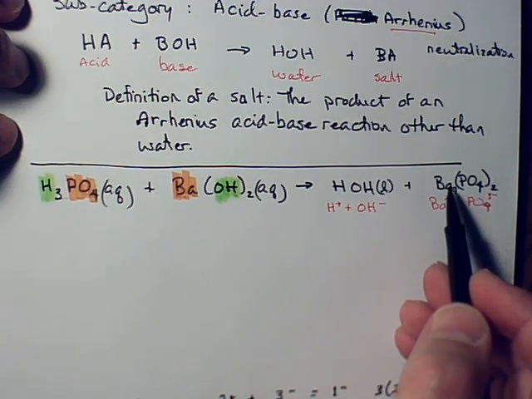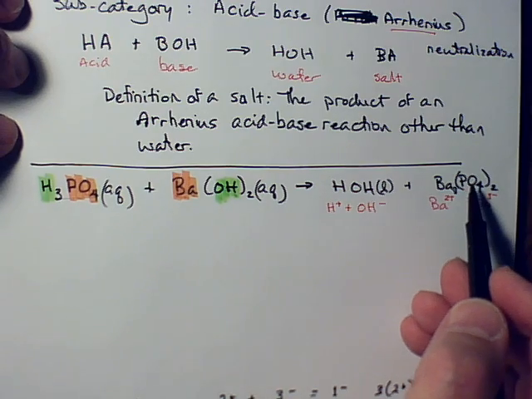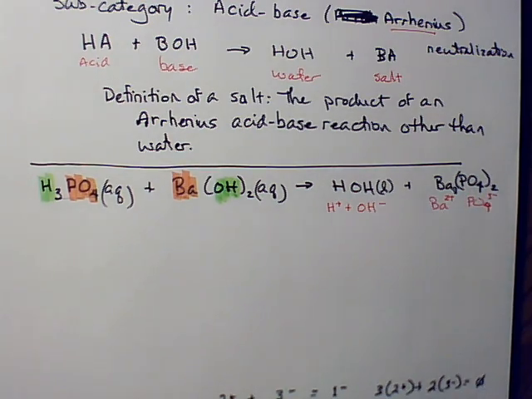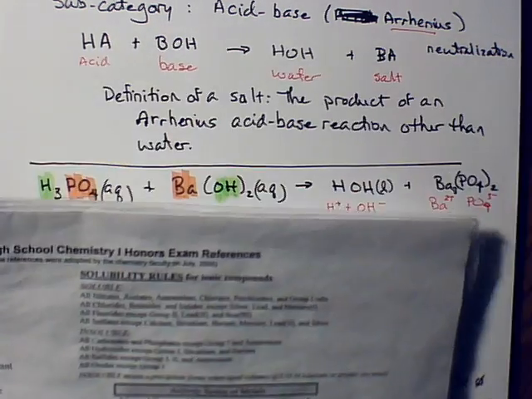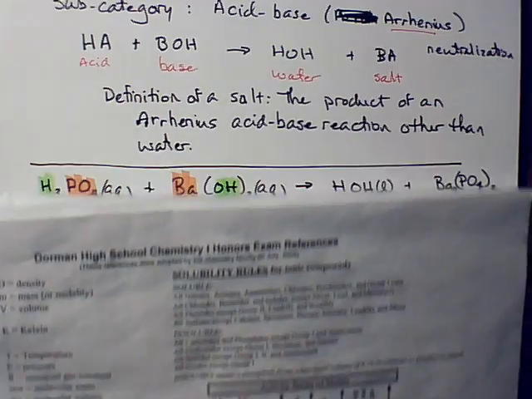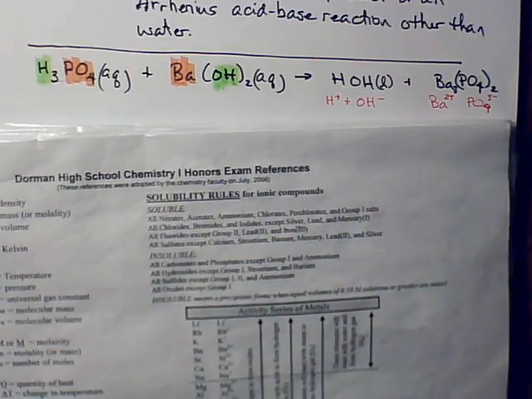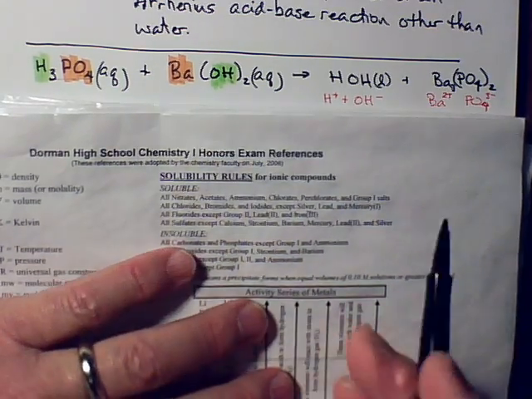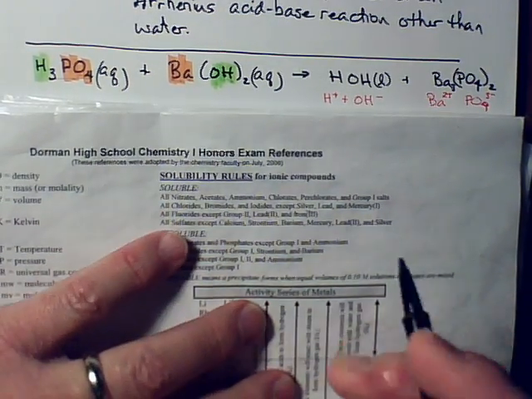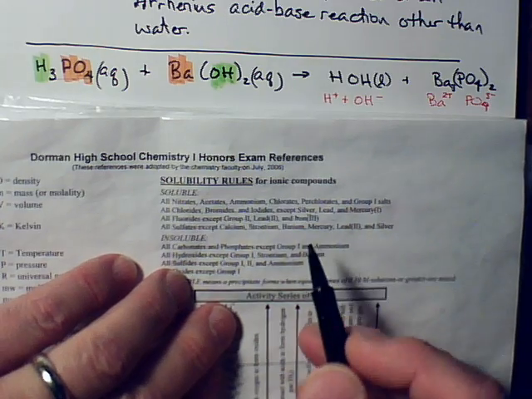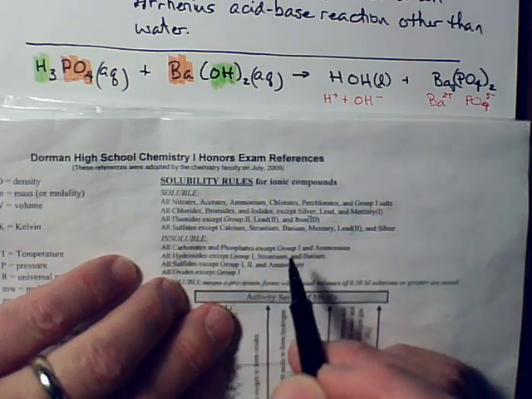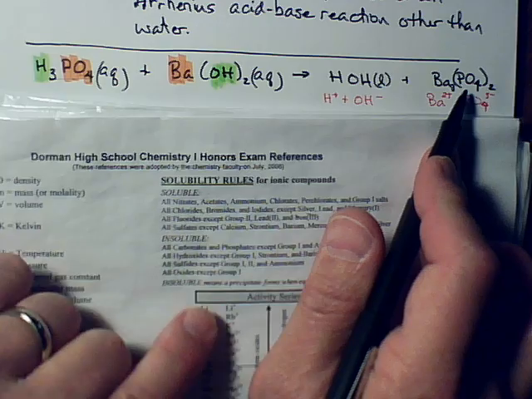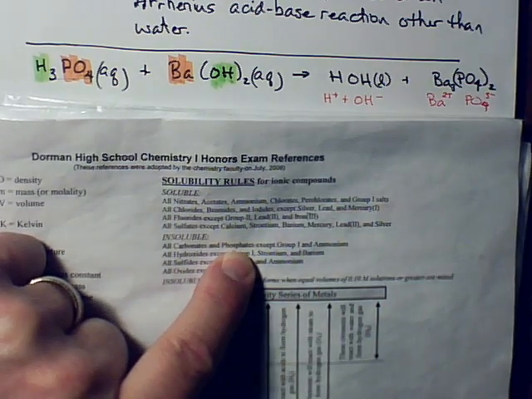We still need to know if this is going to be a solid or a liquid or aqueous. Okay, where do you figure that out? Well, not the activity series, right above it. Solubility rules, right. So find either barium or phosphate on the solubility rules then. We're not looking for sulfates, we're looking for phosphates. There's phosphates right there.